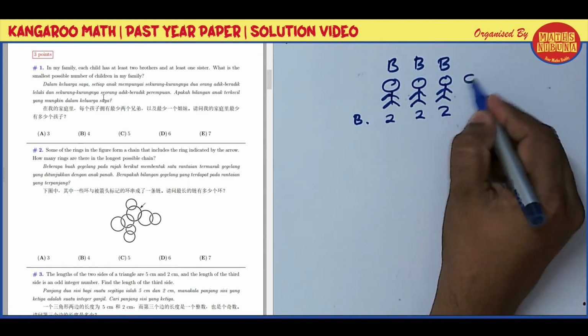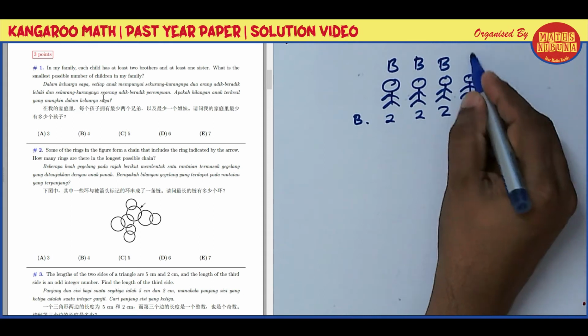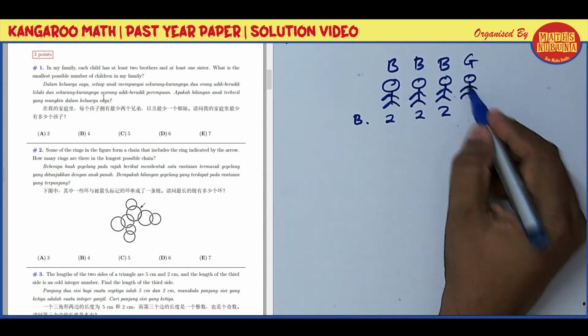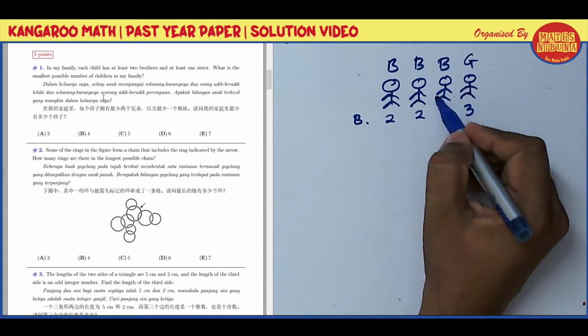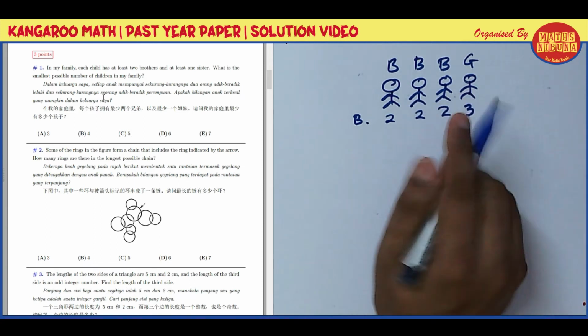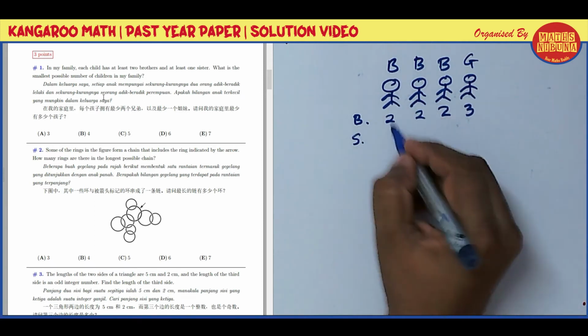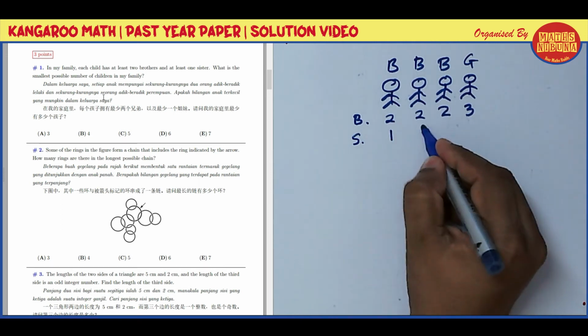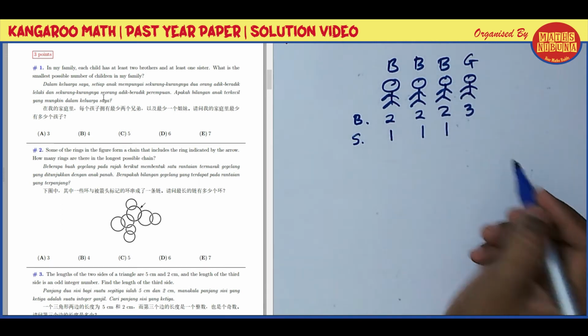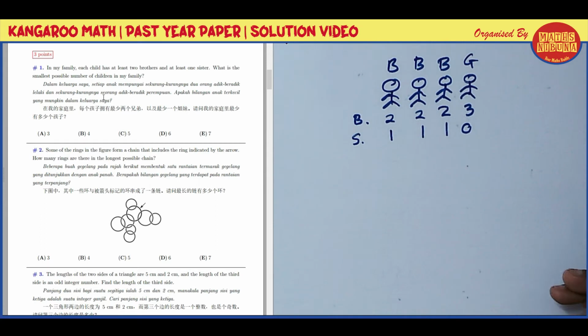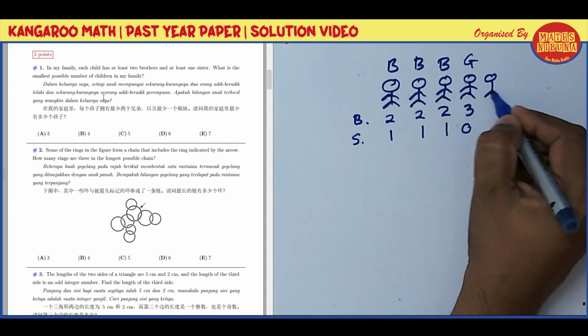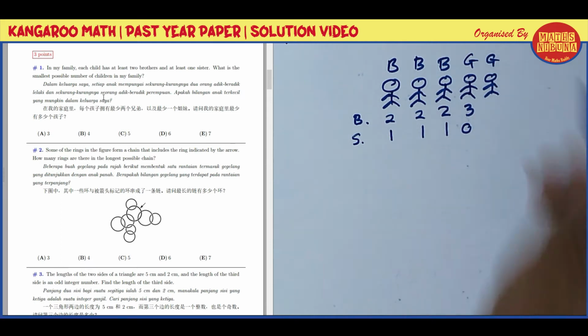Now look at the sister. Let's say we add one more girl in the family. Now this girl has three brothers, one, two, three brothers. And then this boy has one sister, this boy has one sister, this boy has one sister. This girl doesn't have any sisters. Now what we do, add one more girl in the family. See what we get.